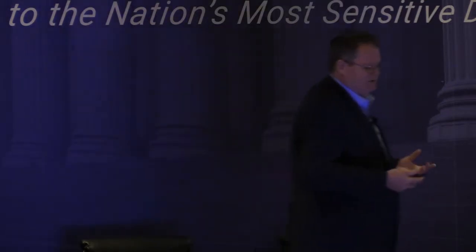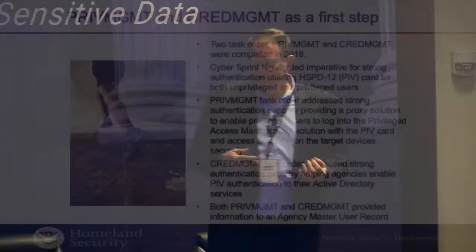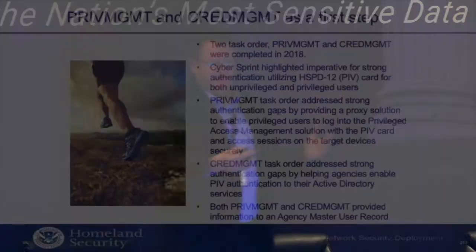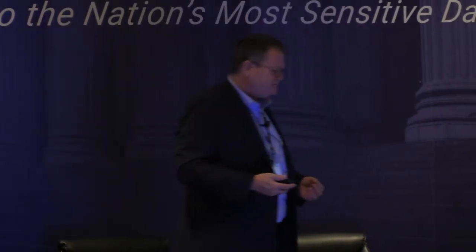So after the cyber sprint, agencies were asked to reduce the number of privileged users they have and to use strong authentication to those devices. And we were to come in and help fill the gap where they were unable to do that. A lot of devices don't natively support the PIV card strong authentication. So we provided a capability under PRIV management to allow administrative users to log in with their PIV card to the proxy, and the proxy manages a session to the target devices securely.